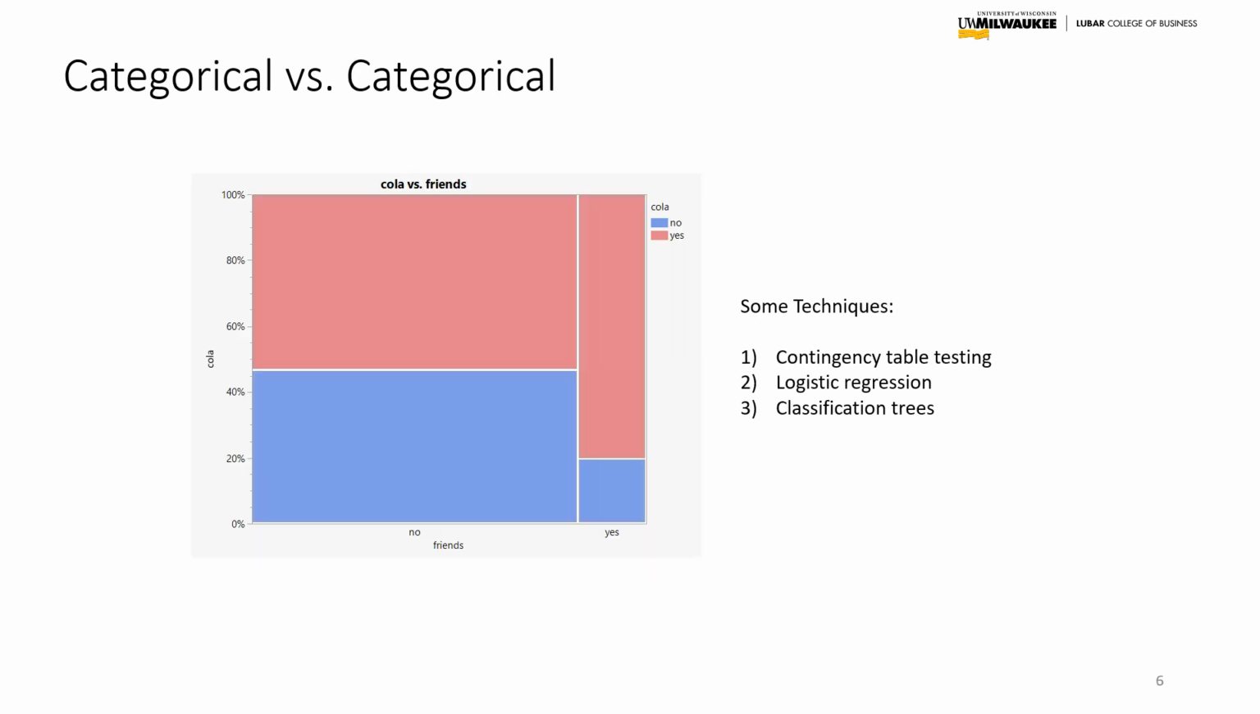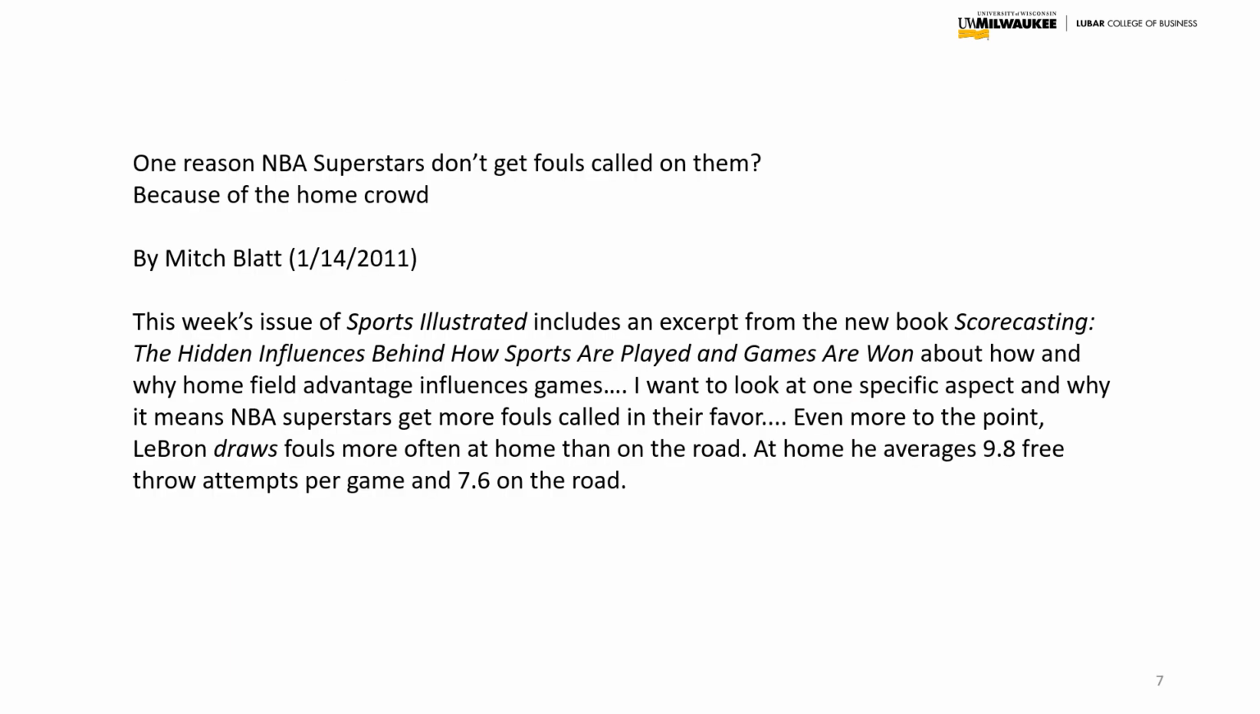A categorical versus a categorical, we've seen that with a mosaic plot. Cola drinking versus Friends watching. Beyond the visualization, we could do things like contingency table testing, again, logistic regression and classification trees. Let's start out with numeric versus categorical, and let's consider a new example.